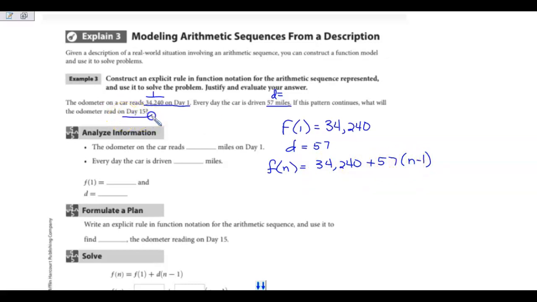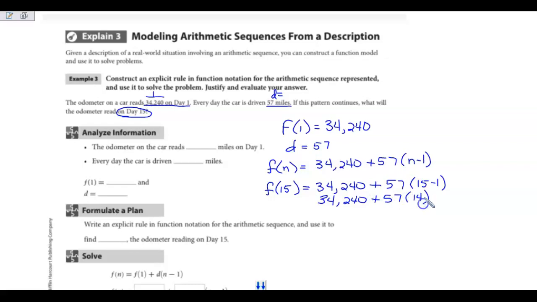If I were to find out for day 15, I'm going to substitute in 15 for n. So if I take my 57 times my 14, I get 798. I'm going to add that to my 34,240. And I get a total in 15 days. The odometer would read 35,038 miles.